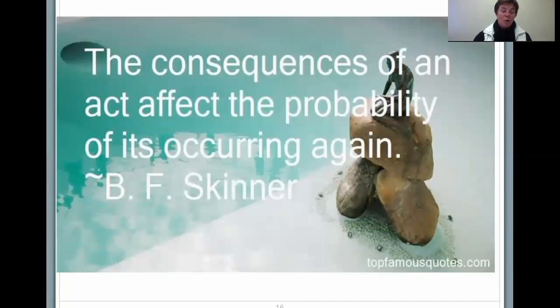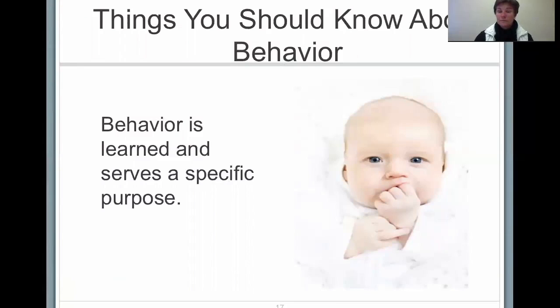Another way to look at this is the consequences of an act affect the probability of its occurring again. Next, we will discuss some important things that we know about behavior. The following things provide the framework for how we address behavior when it is inappropriate or challenging. The first thing we need to know about behavior is that it is learned and serves a specific purpose. The challenge is to figure out what the purpose is for each individual student. By figuring out the purpose, we can then take steps to teaching or rewarding more appropriate behaviors that serve the same purpose.